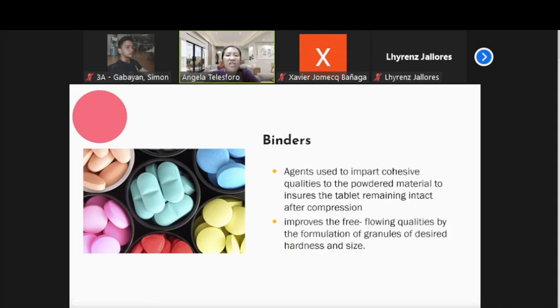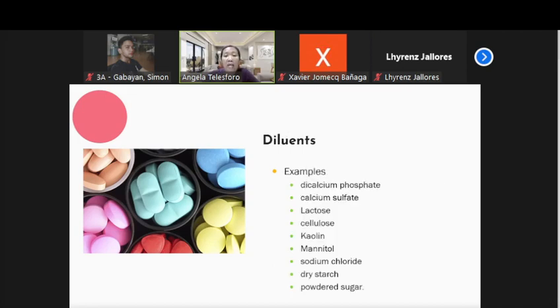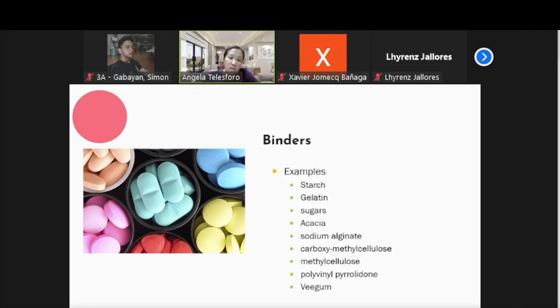Binders impart cohesiveness to ensure the tablet remains intact and hard. Hardness is important, which is why there are binders. They keep the tablet from scattering, binding it together. Examples are starch, number 1, then gelatin, sugars, acacia, and the rest. So for diluent it's lactose, and for binder the top is starch.